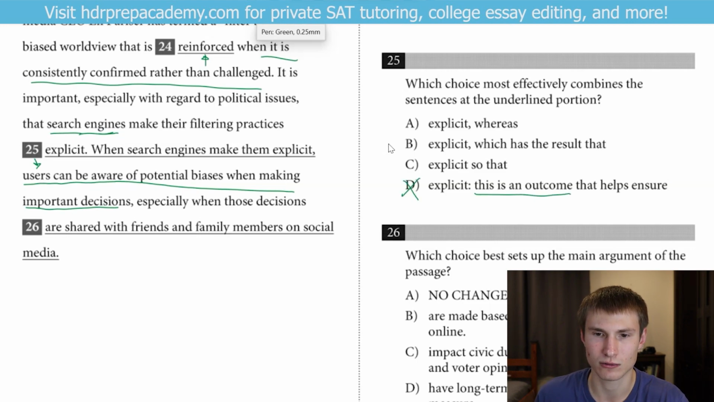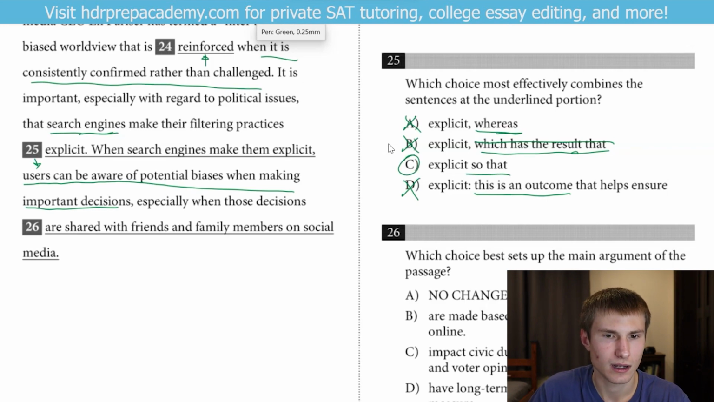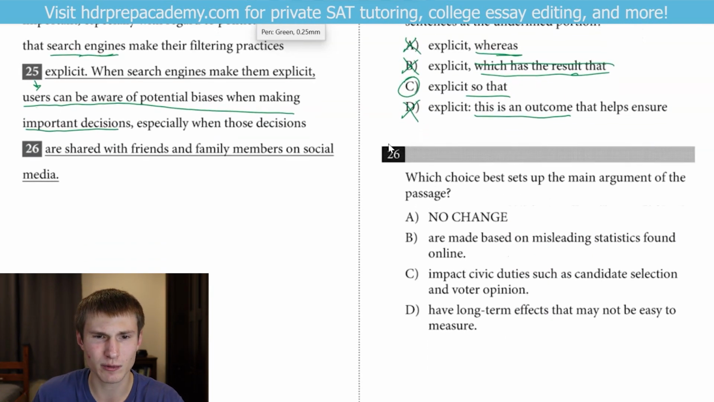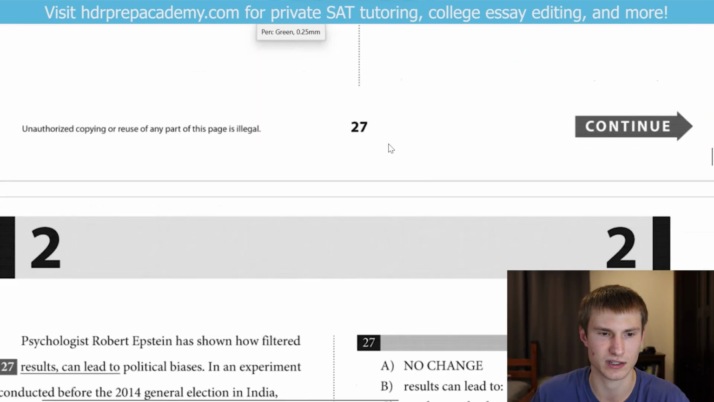If we look at option B, which is also very long, we have which has the result that. That's also very wordy. We could pretty much just get rid of all of that. Then if we look at A, explicit, whereas users can be aware. We're not contrasting here, so we wouldn't use whereas. That wouldn't make sense. Then we see our answer C, explicit, so that, which is perfect. It's important that search engines make their filtering practices explicit so that users can be aware of potential biases when making important decisions. As we can see, C would be perfect there. Looking to 26 now: especially when those decisions, and we're asked which choice best sets up the main argument of the passage. In this case, we have to read on before we can answer 26, so we'll come back to it.